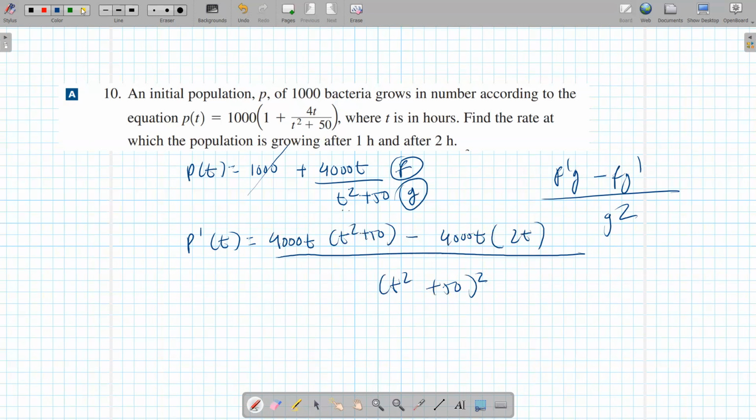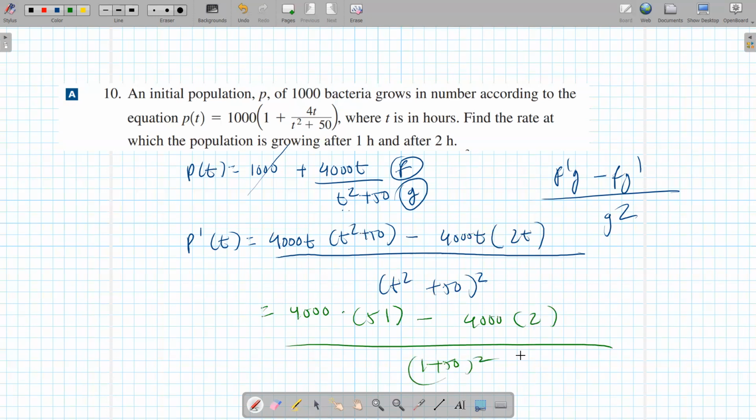See that? So what do they want? They want it at 1 hour. So we're just going to replace everything with a 1, all the t's with a 1. So this will be 51 minus 4000 times 2 all over 1 plus 50 squared, 51. So 4000 times 51 minus 4000 times 2 divided by 51 squared. So the rate of change for this bacteria is 75.36 at 1 hour.